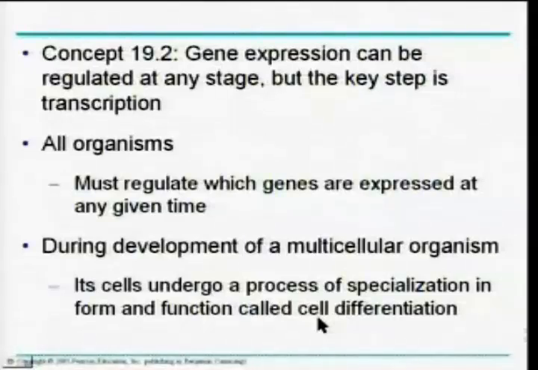What is happening to me here? Go to connective tissue. You've got different cell types making up the tissue. You can have connective tissue cells and immune cells there. My brain's not working for a good example, I'm sorry. Okay, its cells undergo a process of specialization in form and function called cell differentiation.